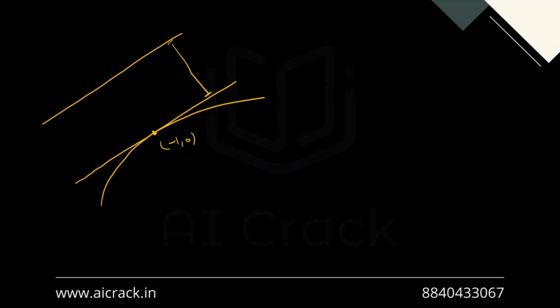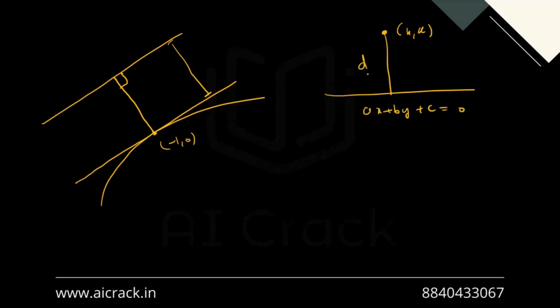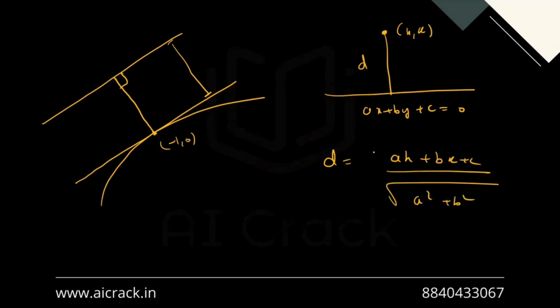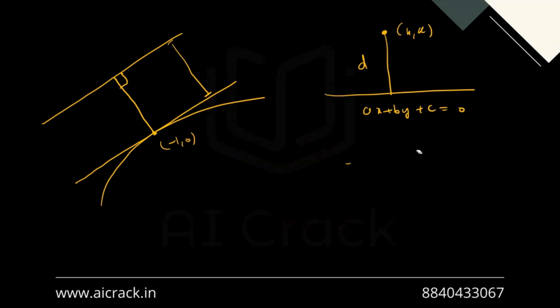So we have to drop perpendicular from this point and we can use the straight lines formula to find out this particular distance, right? So that formula is, let's say this point is h comma k and we are dropping a perpendicular on line ax plus by plus c equals 0. How do we do that? This distance d is equal to modulus of a times h plus b times k plus c divided by under root a square plus b square, right? This is the distance formula. So we'll be utilizing this formula to find out the distance from minus 1 comma 0 to that line, right?